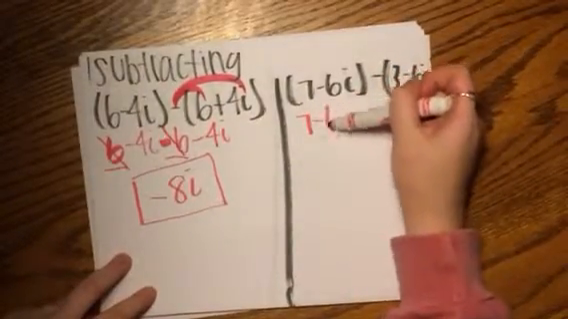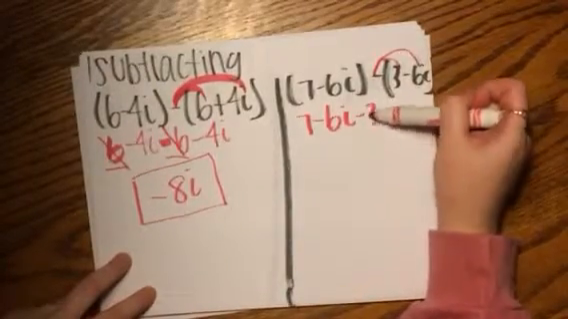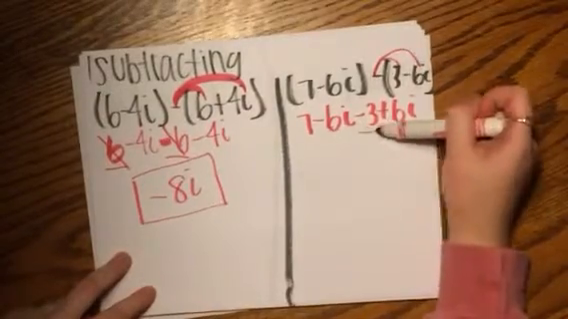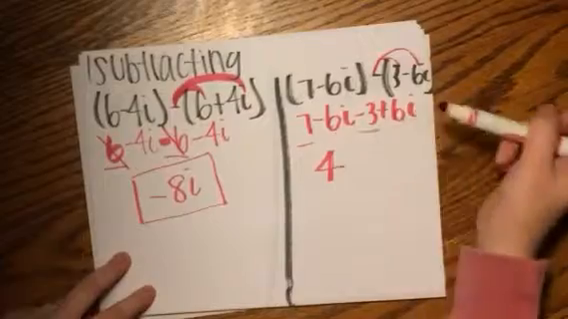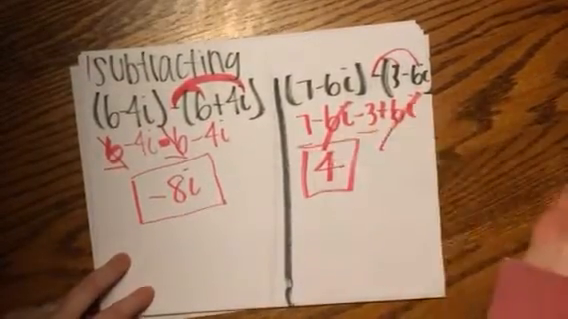This one, same thing. 7 minus 6i. Distribute that negative. Minus 3 plus 6i. Then we're going to combine those like terms. 7 minus 3 is 4. Negative 6i plus 6i, those two cancel out. So 4 is our answer.